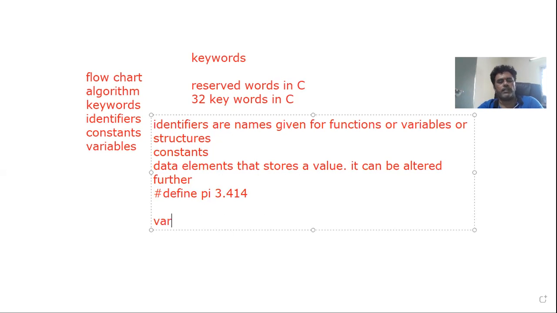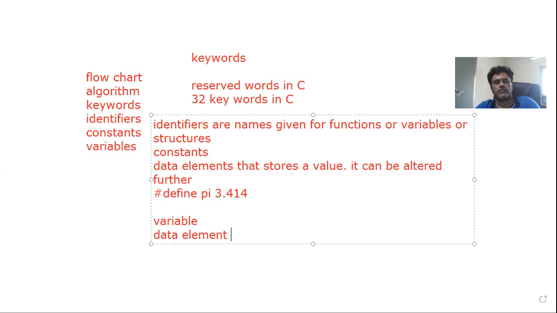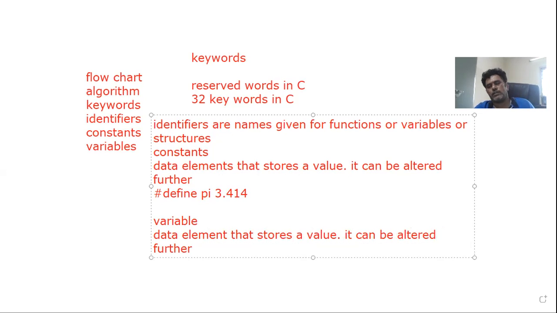Next one, variable. A variable is also a data element that stores a value. It can be altered. So whenever you give some value to the variable, the value can be changed throughout the program. That is the difference between constants and variables.